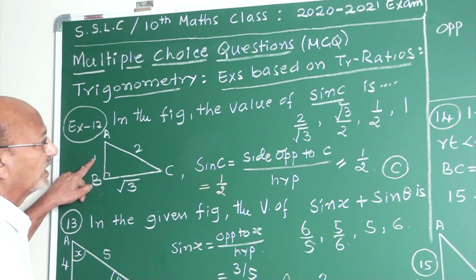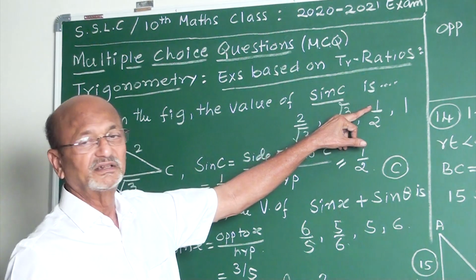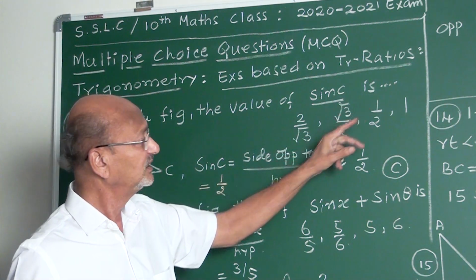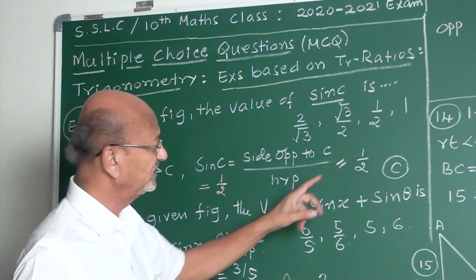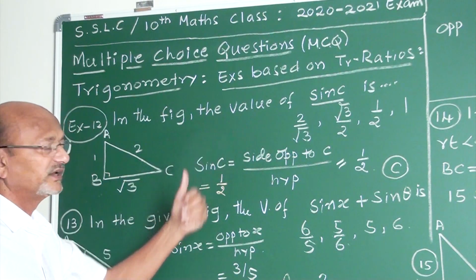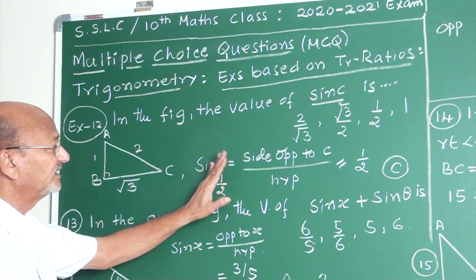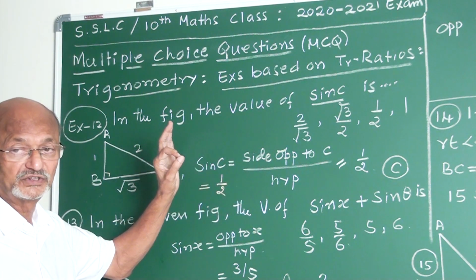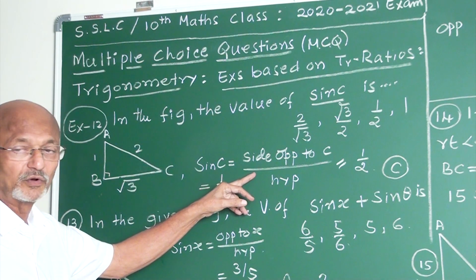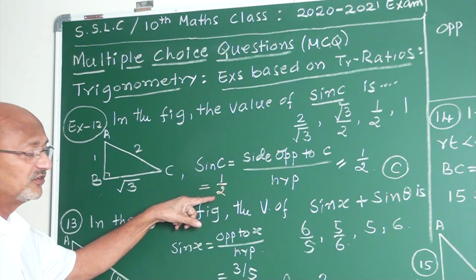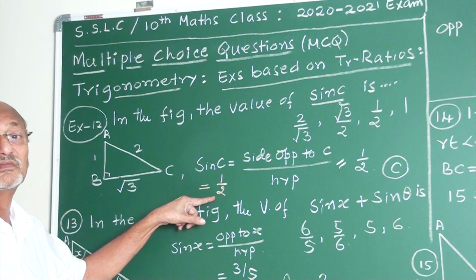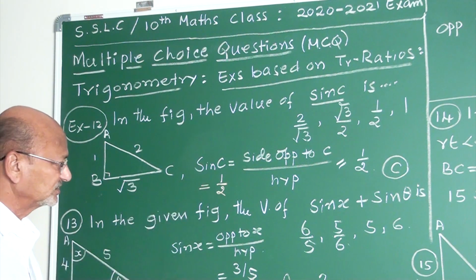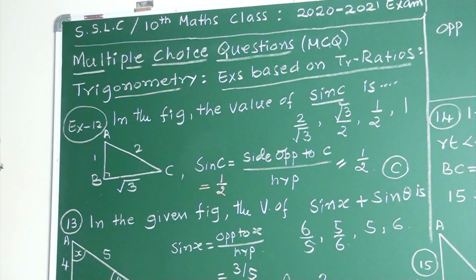Opposite is 1. That 1 is in only one option, in C. Denominator is what? 2. So 1 by 2. Directly you mark it. Nothing to be written on the paper. This much you must practice, my friends. This is for the main exam. This colored writing is for multiple choice questions. I hope it is understood.